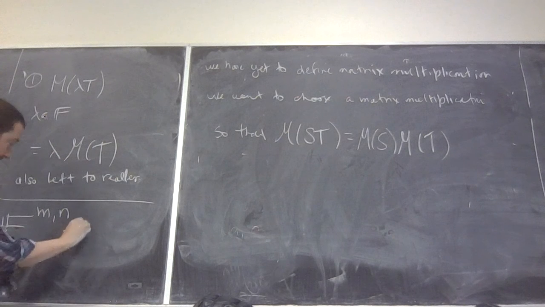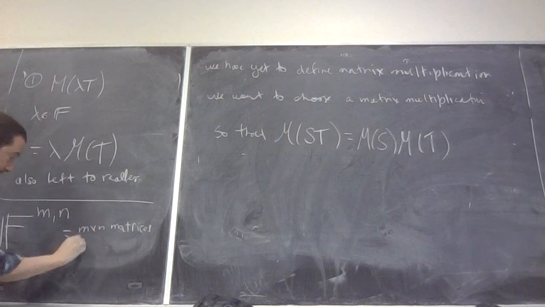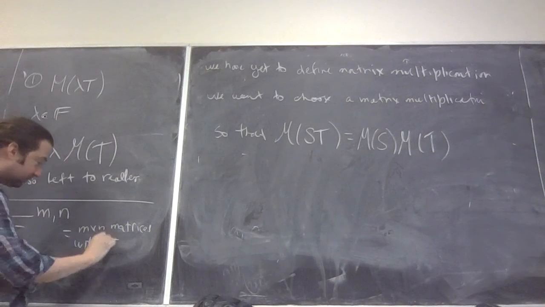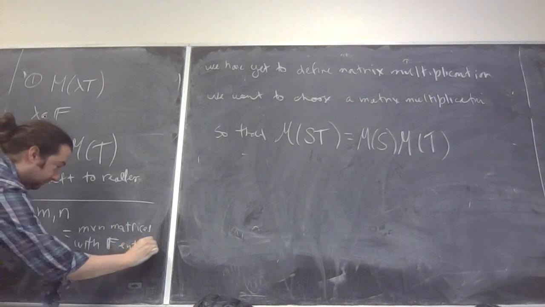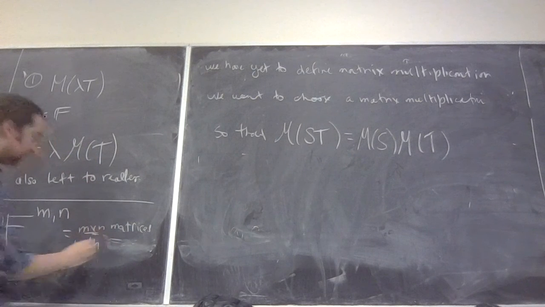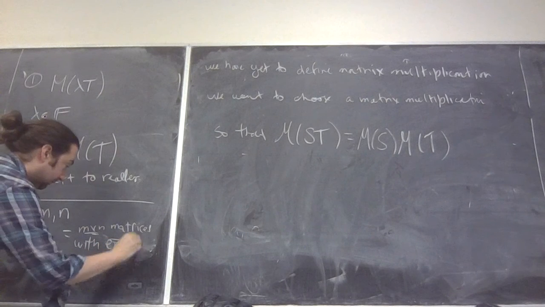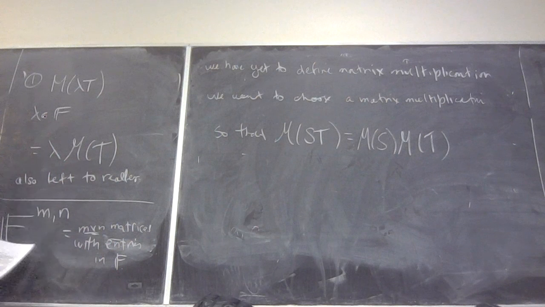Which is m by n matrices with entries in F. An m by n matrix has m times n total entries, so it's a finite amount, but with entries in the field. So it's a matrix of numbers. The matrices have the same field that the vector space does. That's important. If I'm in a complex vector space, the matrices will be complex numbers. If I'm in a real vector space, the matrices will be real numbers.